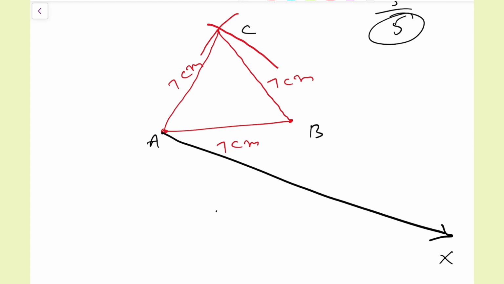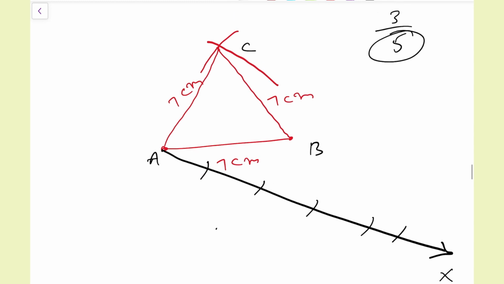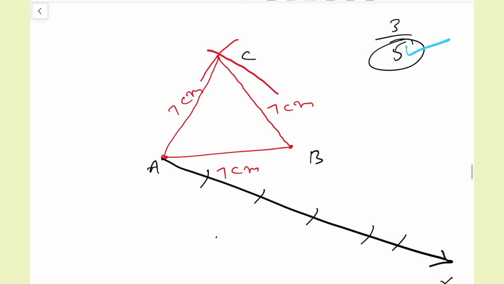With the compass only, 5 arcs. 1, 2, 3, 4, 5. That's it, 5 are completed, right? Now the denominator in 3 by 5 is 5, right? So the fifth arc you need to join to the end of the triangle with the help of a scale. Numerator is 3, right? The third arc you need to join onto the triangle exactly parallel to the previous line. From here again draw one line which should be exactly parallel to this one. That's it. This is the similar triangle, 3 by 5 of the previous construction.